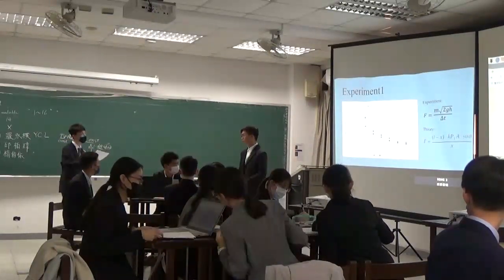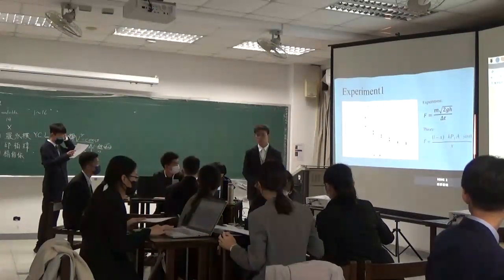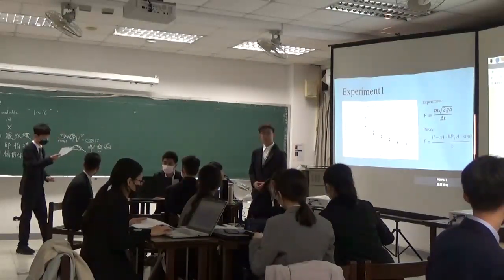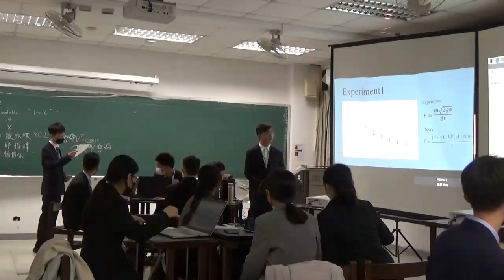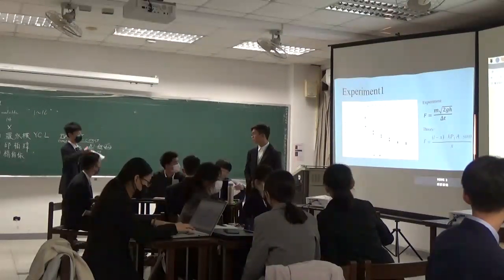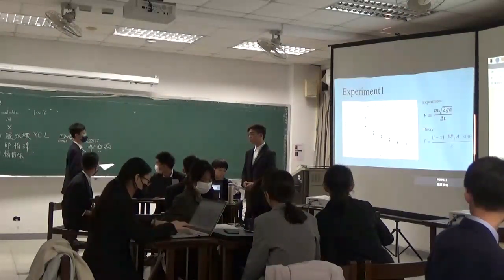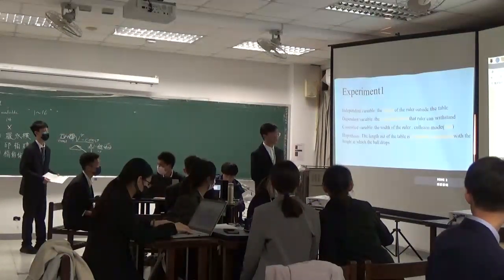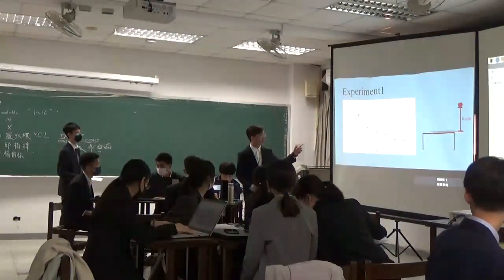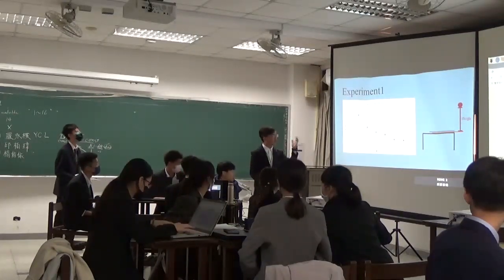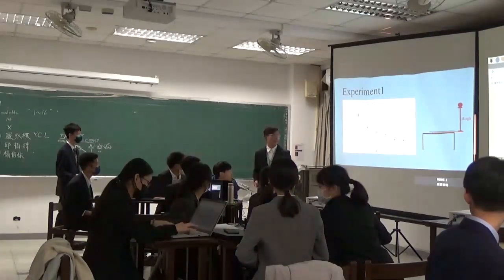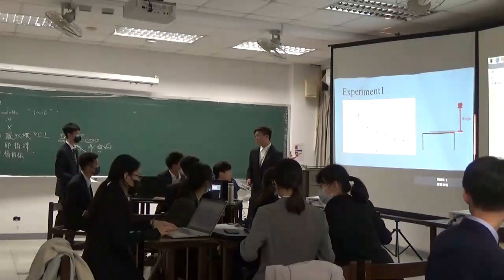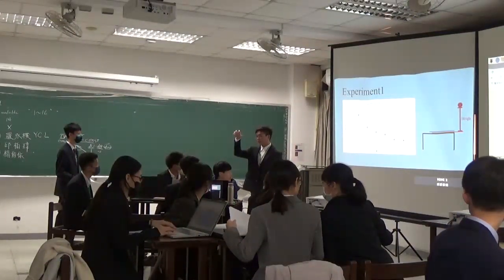I'll think about it. And next, we want to talk about how you control the height of the bulb dropping. You mean in what? Do you mean this one? No, we do not control it. It is an independent variable for us, so we drop from different heights.